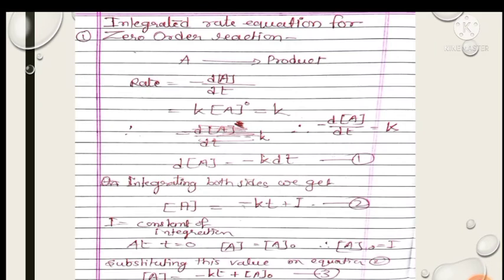Now we have to calculate the value of I. So at time t, that means when time is 0, the molar concentration of the reactant will be equal to its initial concentration [A]0, where [A]0 means initial concentration. So we have to put these values in equation number 2. Minus kt will be equal to 0, why? Because t is 0. This value will be 0, and I will be equal to [A]0. So we substitute this value in equation 2, in place of I we put [A]0, and we get equation number 3.